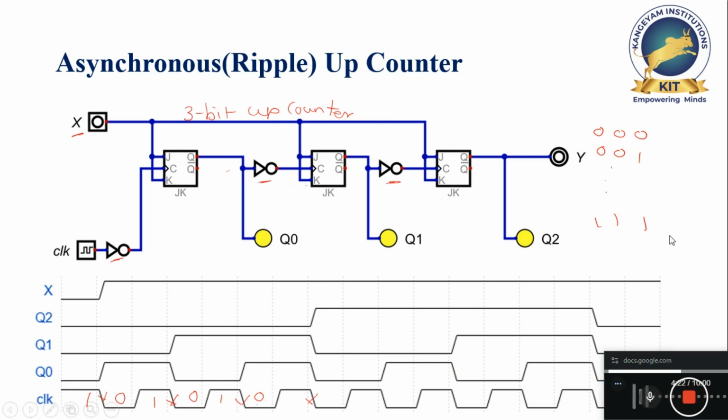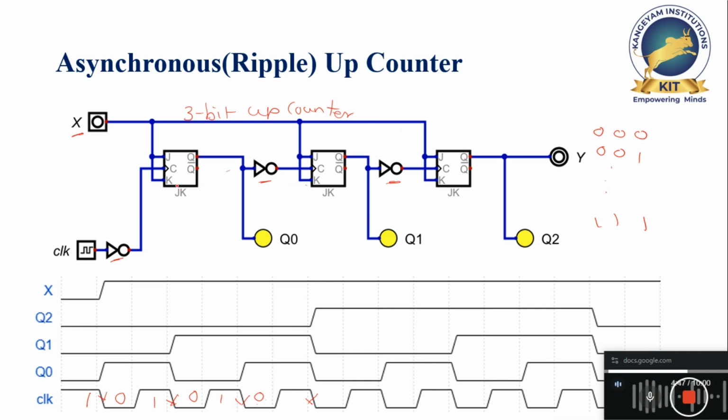So coming back to here, we have seen how the counting works according to the clock pulse. As I told you, the flip flop will start producing the output whenever a negative edge occurs, that means a 1 to 0 transition occurs. We can see the clock has been given as an input to the first flip flop, right?